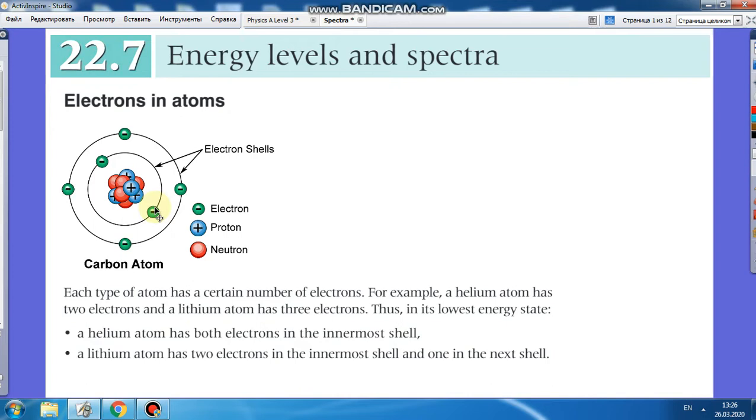Also, electron shells contain a certain number of electrons. The first shell must have a maximum of 2 electrons and the second shell must have a maximum of 8 electrons and so on. For example, a helium atom has both electrons in the innermost shell, and a lithium atom has 2 electrons in the first shell and 1 in the second shell.